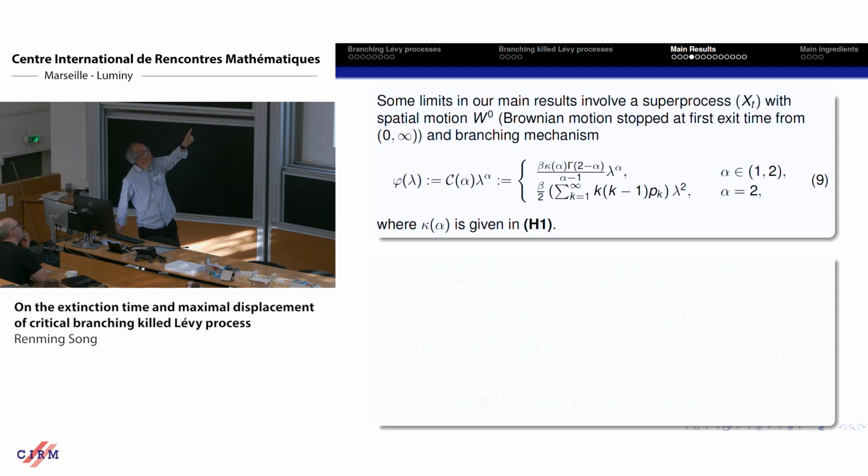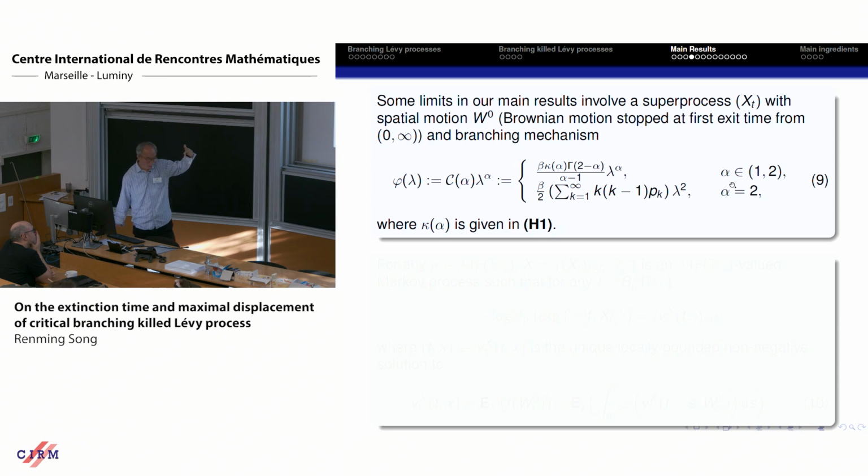So it involves a super process X_t with spatial motion W0, that's going to be absorbed Brownian motion. So when your Brownian motion hits 0, you stop it. Absorbed Brownian motion, stopped Brownian motion, and the branching mechanism of this super process will be this guy here. Okay, this depends on the domain of attraction.